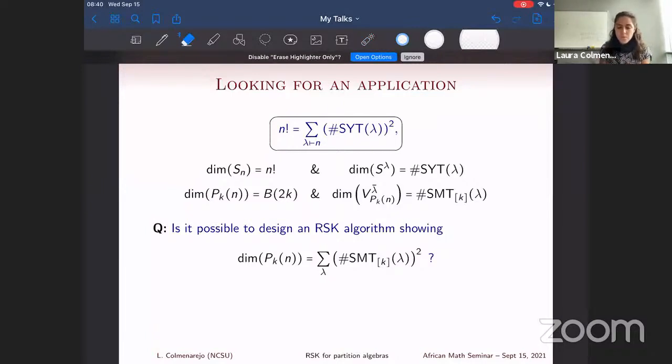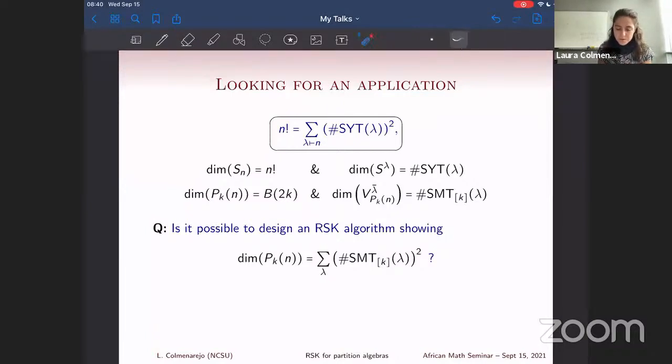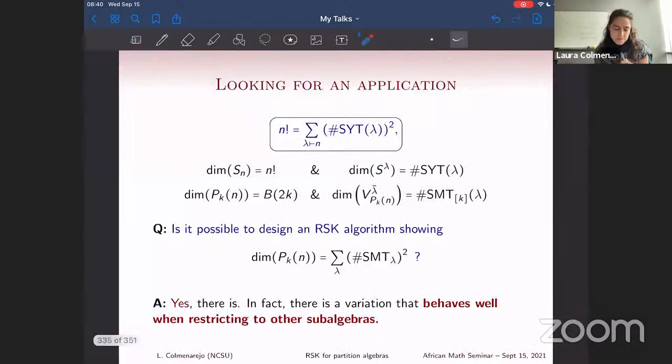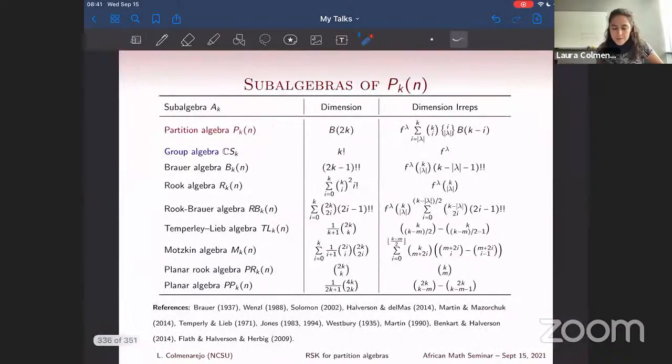It's multiplying. So the idea is that we were looking for an algorithm that is designed, that is talking about this. And the solution is yes. That's what I want to talk about. So let me show you this other variation, and I'm also going to talk about how it restricts to other subalgebras. What I mean by other subalgebras is this thing over here, this table.